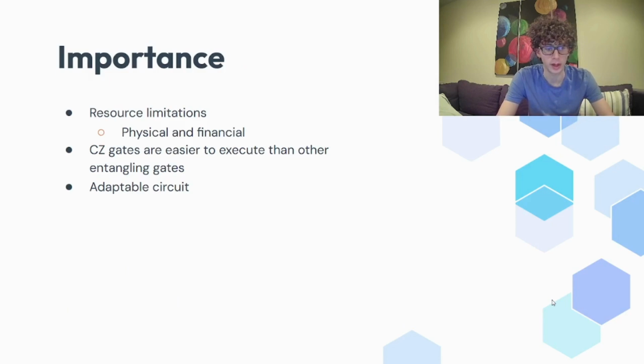Well, when we want to develop better quantum computers, we have to take into account the physical resources required. Using single qubit rotations and CZ gates could offer advantages over specific entangling gates, as they may be easier to execute. Additionally, having an adaptable circuit means that the scientists wouldn't need to physically adjust their quantum computers in order to run a different algorithm.